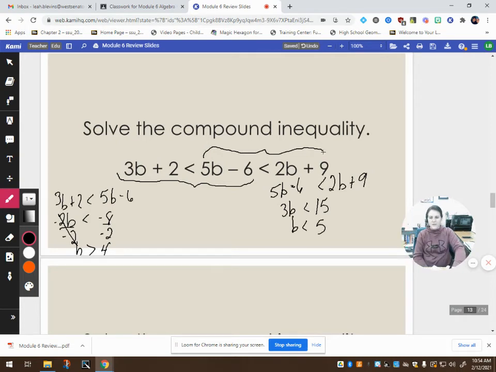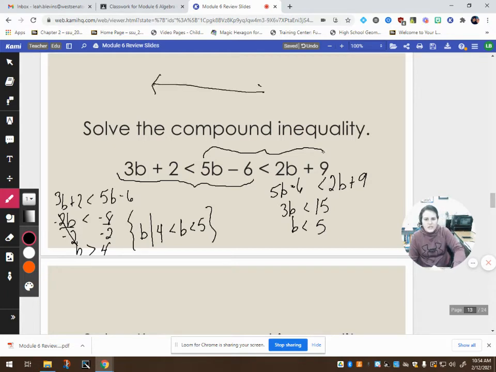Okay, so thinking about this, we're looking for values of b that are greater than 4 and less than 5 at the same time. So I've just put it in set builder notation. If you want to look at the graph, we're looking at values that are greater than 4 and less than 5. So it's all of these numbers in between 4 and 5.